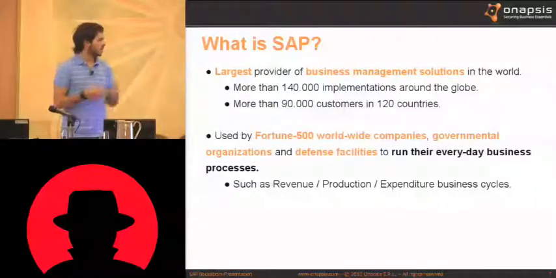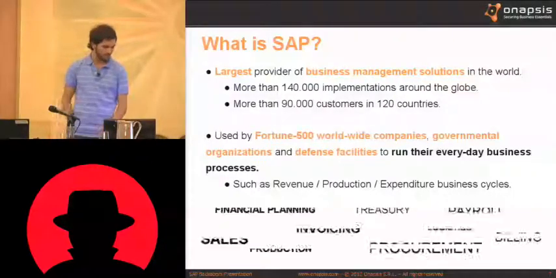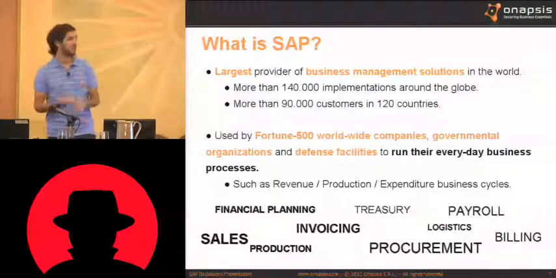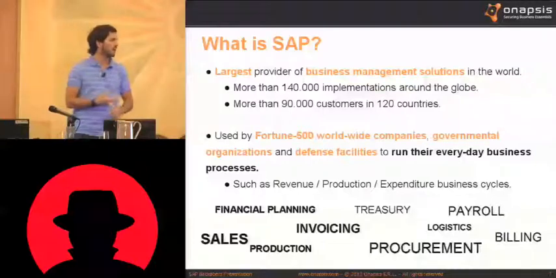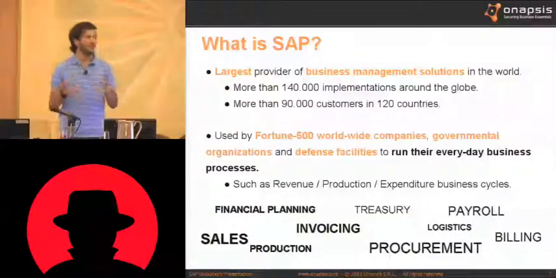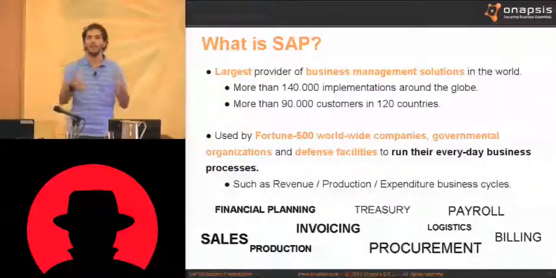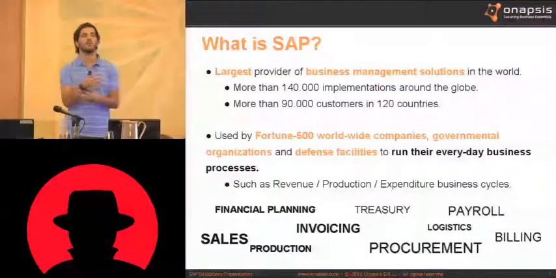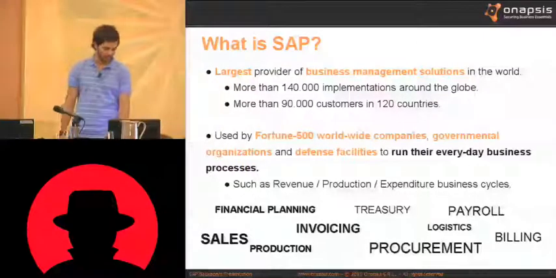Okay? So business processes like invoicing, managing sales, managing financial planning, managing human resources, payrolls. So pretty much everything that happens in a company where SAP is deployed goes through those systems. Okay? So that's really critical information.